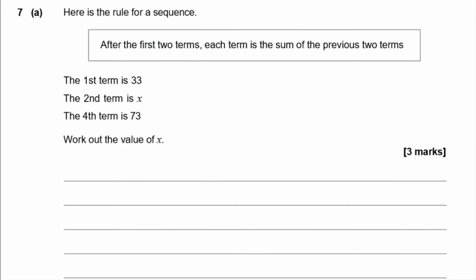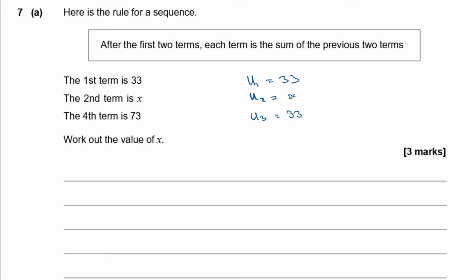Question 7a. Here is the rule for a sequence. After the first two terms, each term is the sum of the previous two terms. Okay, so it's a little bit like a Fibonacci sequence. The first term is 33, the second term is x, the fourth term is 73. Work out the value of x. Okay, so we know that u1 is 33, and we know that u2 is x. So then u3 is going to have to be the sum of those two then, isn't it?